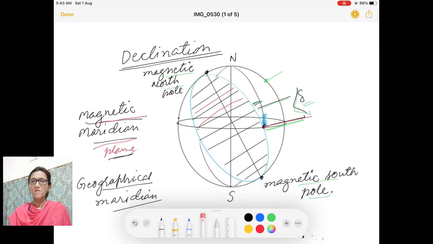Declination is one of the elements of Earth's magnetism, and this declination varies depending on position. So at any one position, suppose at this position, you may find declination, that is the angle between the magnetic meridian at that point and the geographical meridian at that point. This angle is represented by delta. Here delta is your declination.